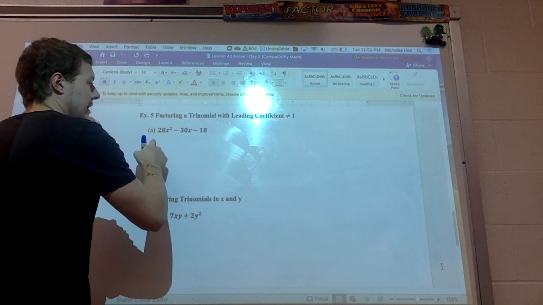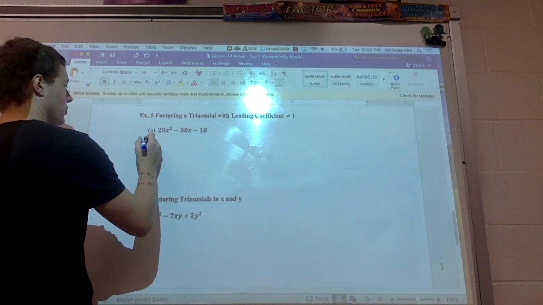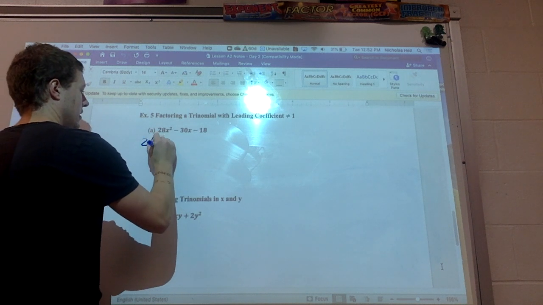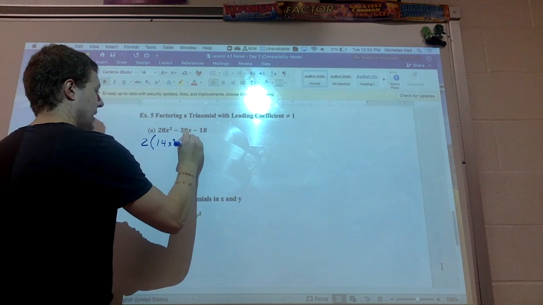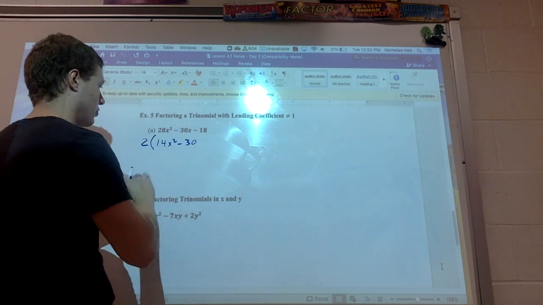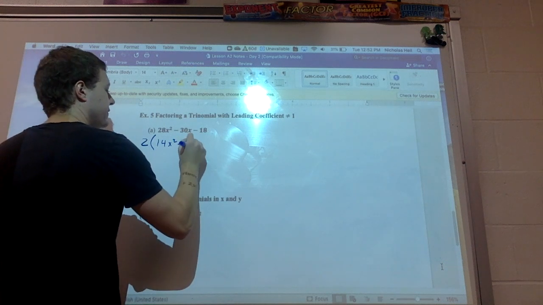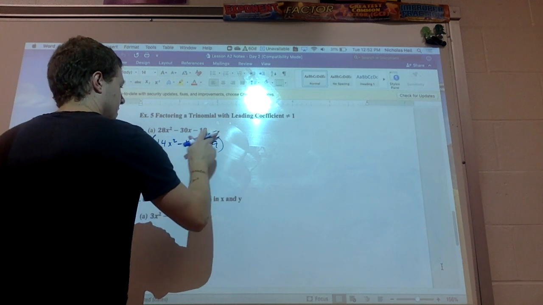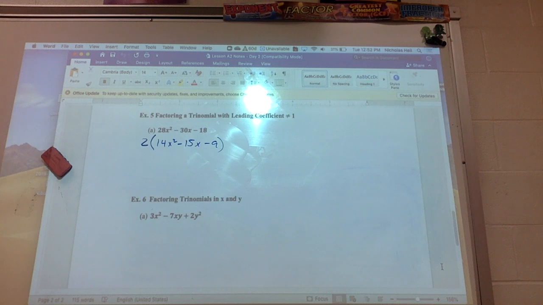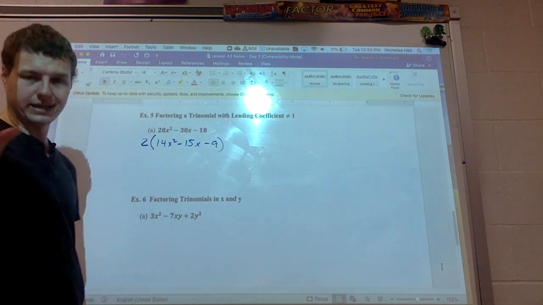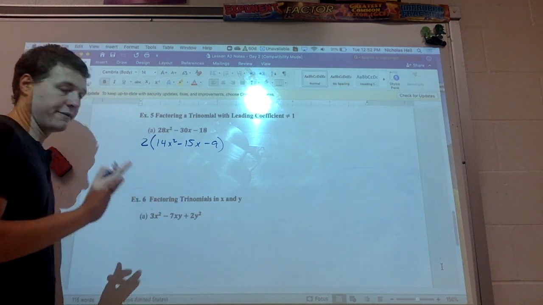So there is a common factor of 2 out of all of this. You're left with 14x squared minus 30. Oops, just took the 2 away. My bad. Minus 15x and then minus 9. Okay. So always take out a greatest common factor. Guaranteed, every time, if you can.